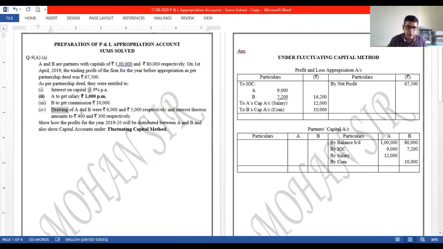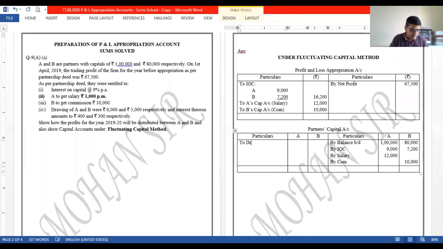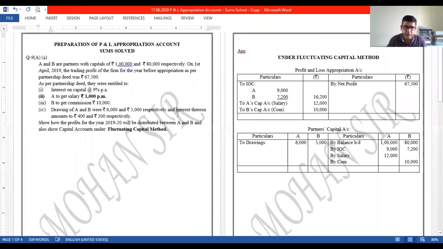Next is drawings. Drawings of A and B are 6,000 and 5,000 respectively. Now we all know that because of drawings the capital reduces. So let us write in partners' capital account over here, to drawings, the amounts being 6,000 and 5,000. Next, drawings do not have a second effect, just as capital did not have one. If any adjustment is there, salary, commission, interest on capital, interest on drawings, all these amounts will have the second effect.